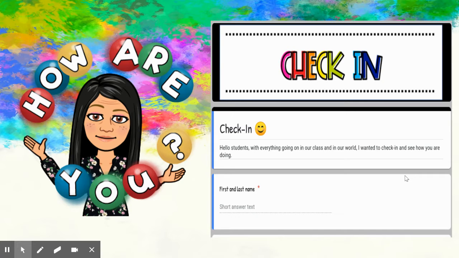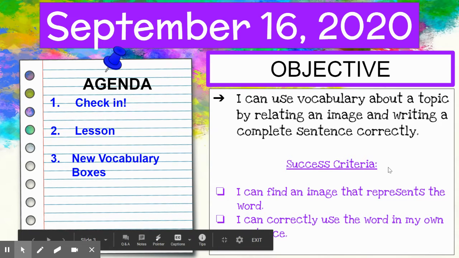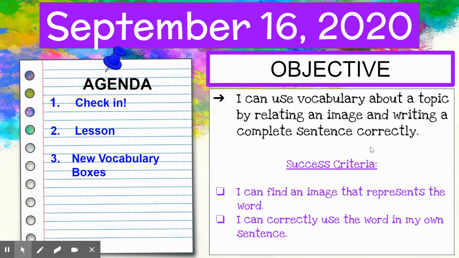So do the check-in. Today is September 16th, 2020, and your objective or your goal for today is using your vocabulary about a topic by relating an image and writing a complete sentence correctly. Okay, and how you're going to be successful is finding an image that represents a word and using it correctly in your own original sentence.